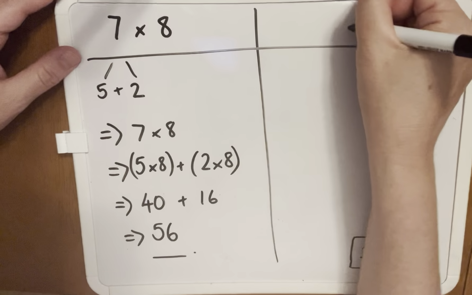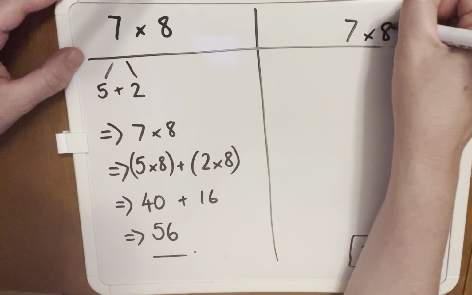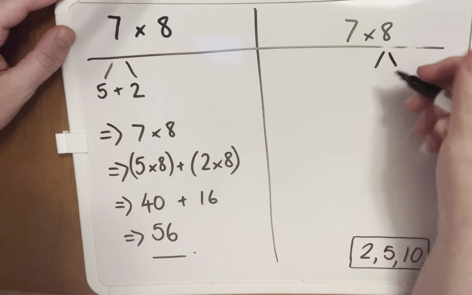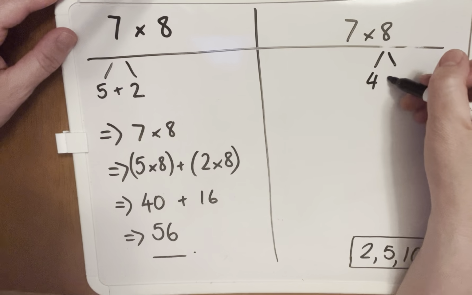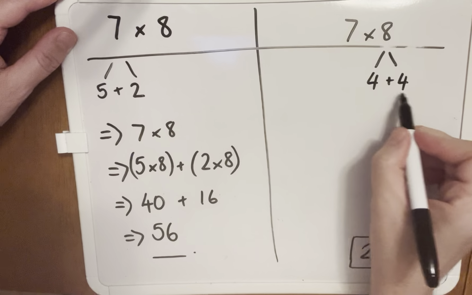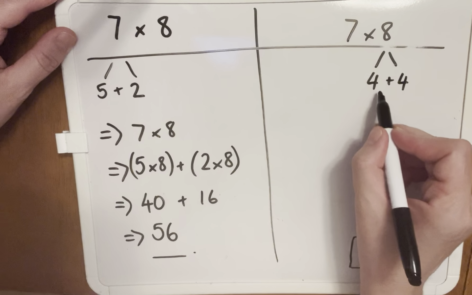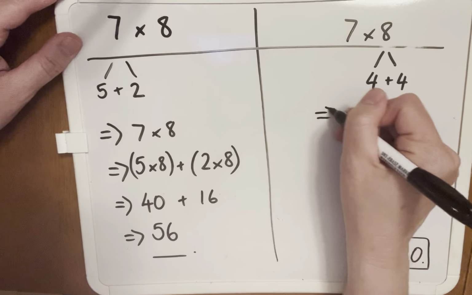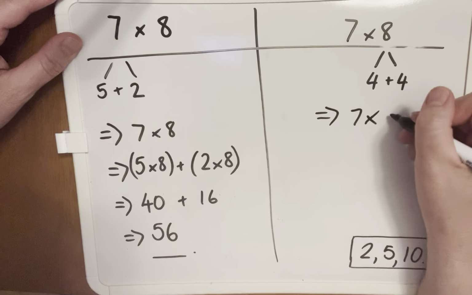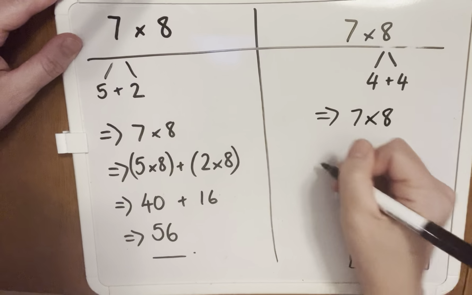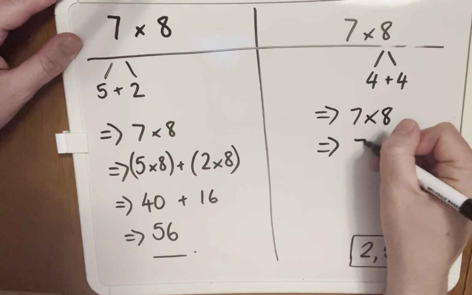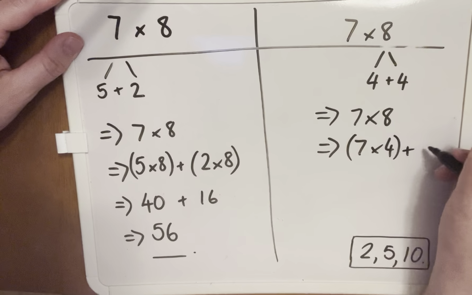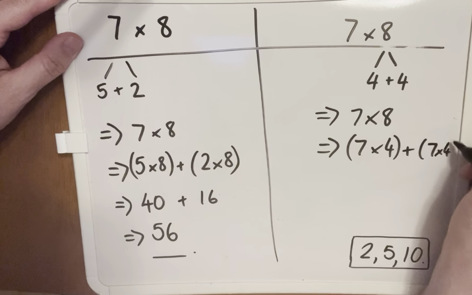Okay, let's have a look. 7 times 8. So this time, why don't we break the 8 apart? We can break that up into 4 plus 4. And if you have a look here, this 8 is just double 4. So let's break it up. We'll write our problem again. 7 times 8. And then let's see what we can do. 7 times 4 plus 7 times 4.